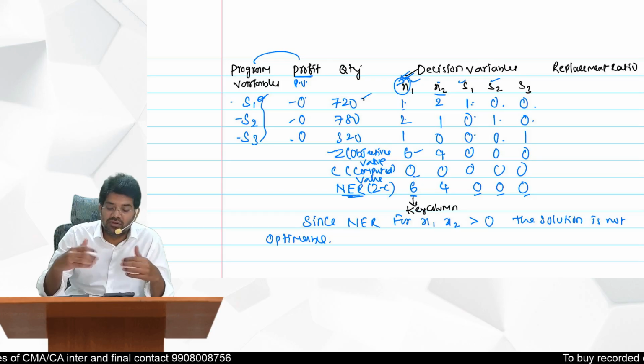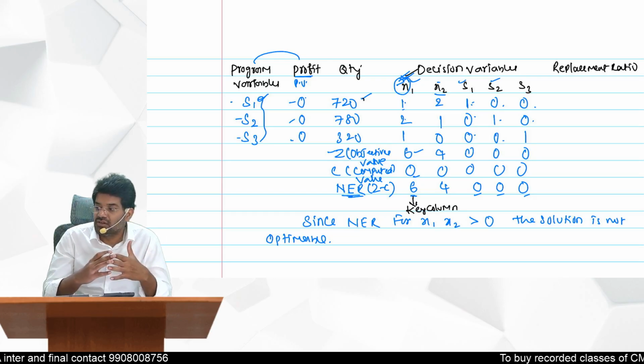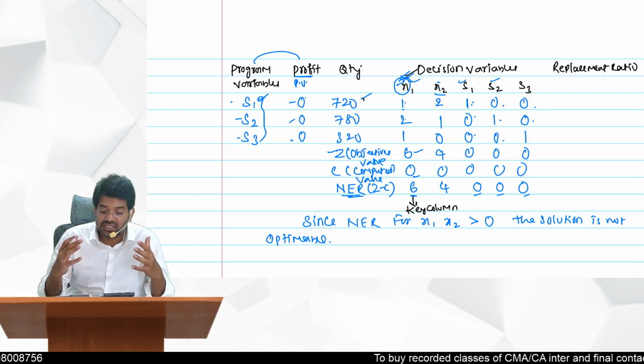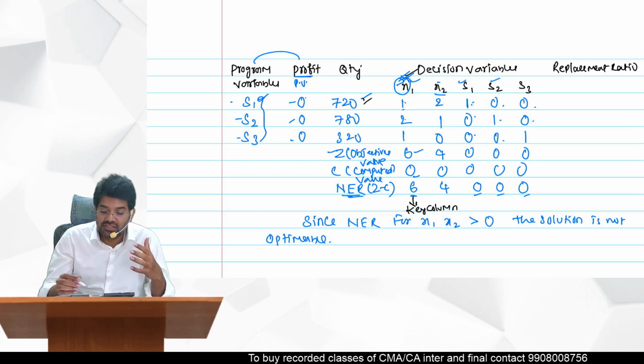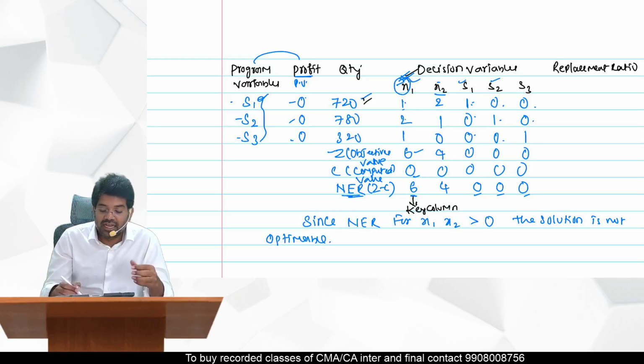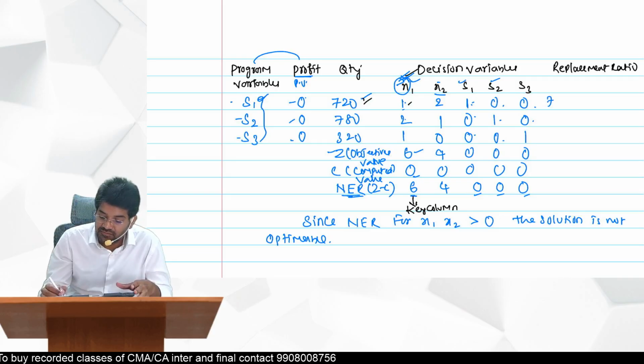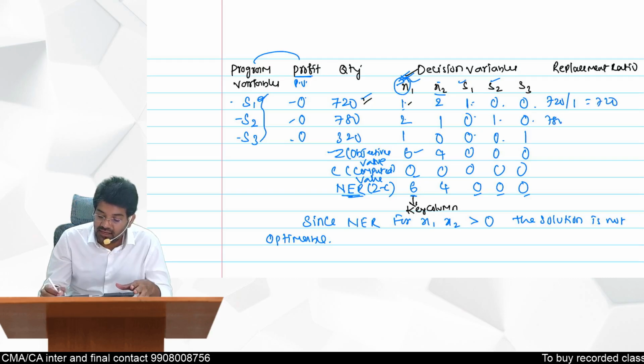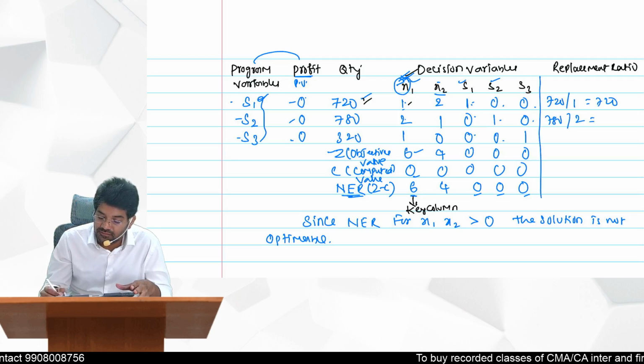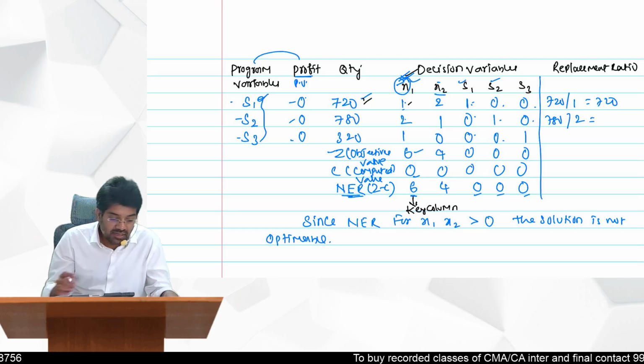Now I am introducing 1 unit of x1. If I introduce 1 unit of x1, then how many units of this can we produce? To calculate that, it is the quantity divided by the key column coefficients. So 720 divided by 1 is equal to 720. 780 divided by 2, how much is 780 divided by 2?